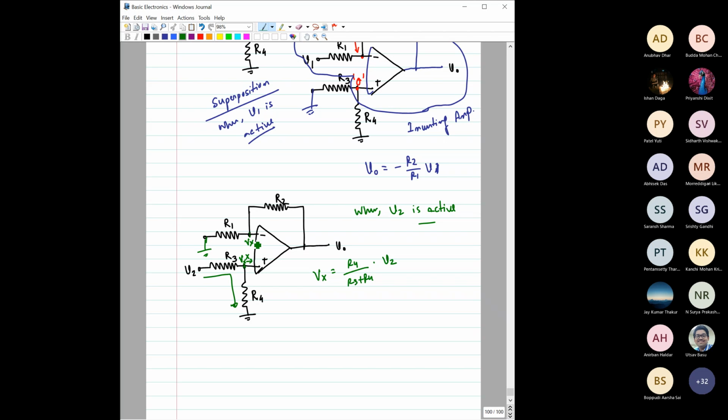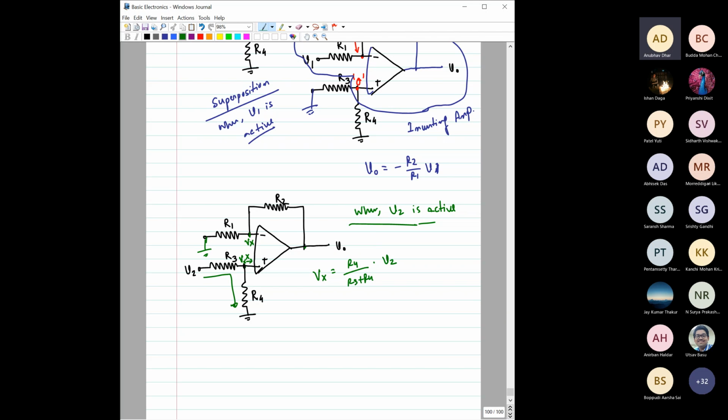If this is Vx, then we can find this output voltage. What will be this output voltage V0? V0 would be equal to, or maybe in the other way. Yes guys, are you with me? Okay, I would like to ask you: please tell me, I have to find the output voltage now for this case when V2 is active. What should I do next?